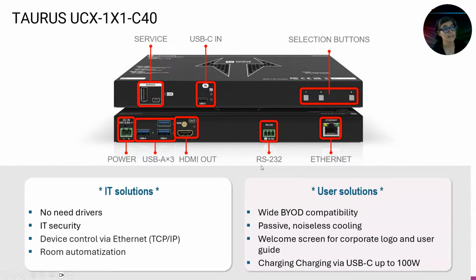You'll see here, we can see it a little bit better. We've got our USB-C in, you've got your power. You're going to have only a 3-port hub on the smart dock. You've got your HDMI out, your RS-232, and your Ethernet. So this is going to be both an IT and a user solution depending on what you're trying to do. As far as IT, they don't have to worry about downloading drivers, or security or anything like that, and they can also do room control automation.